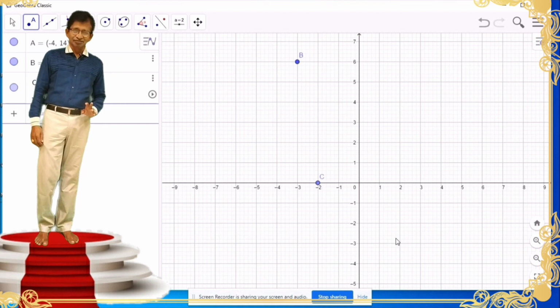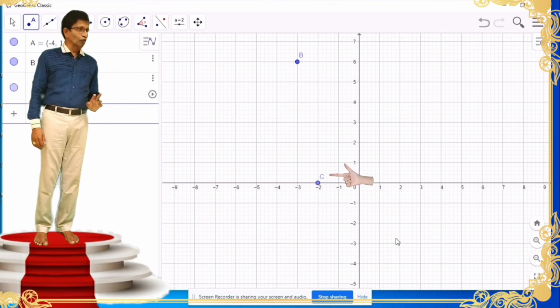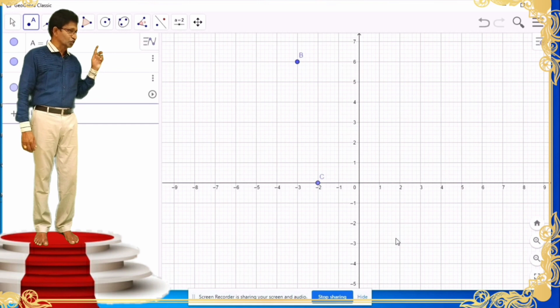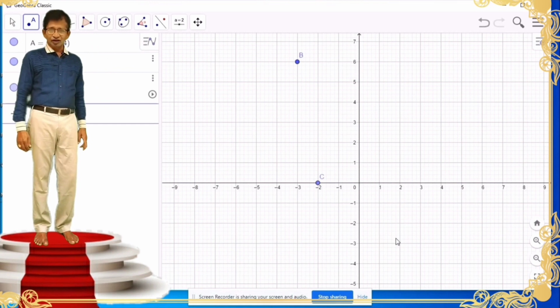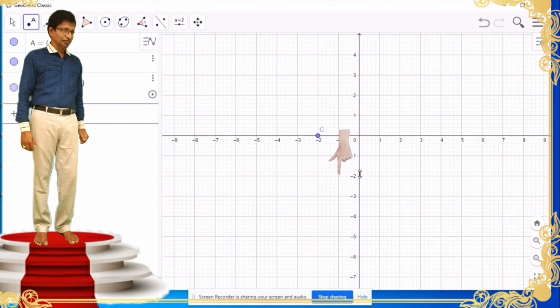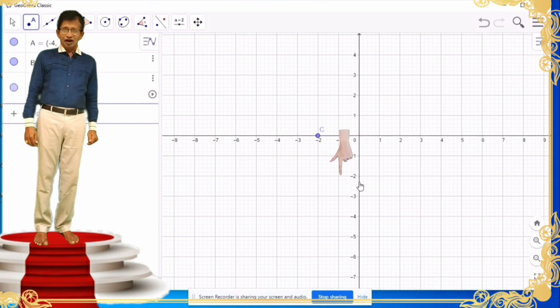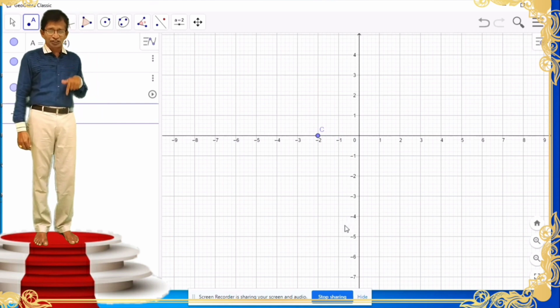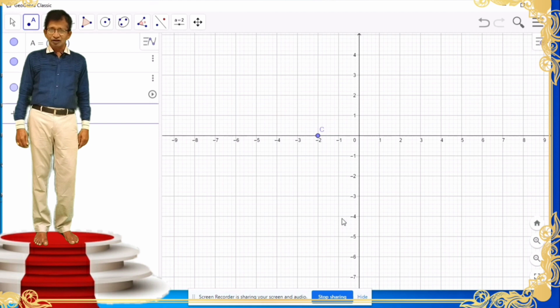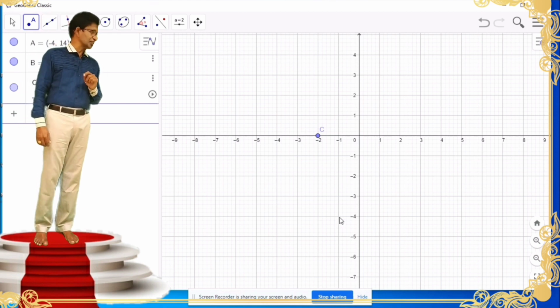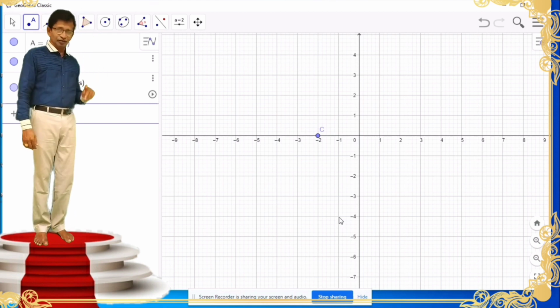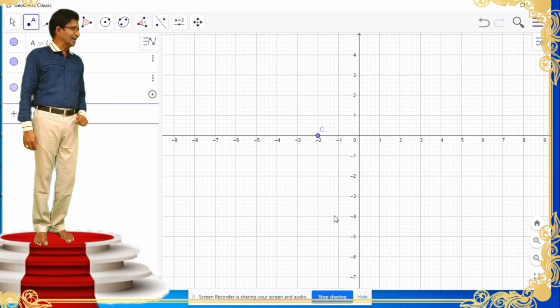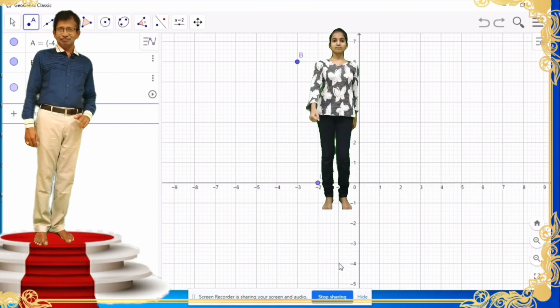Now plotting the point minus 1, minus 4. Start from the origin and move 1 unit horizontally towards left and turn 90 degrees to the left and again move 4 units downwards vertically. The point at this position is minus 1, minus 4. Mark it as D.